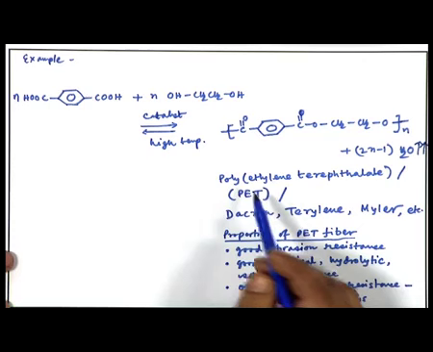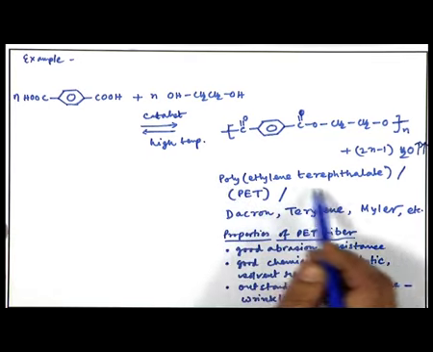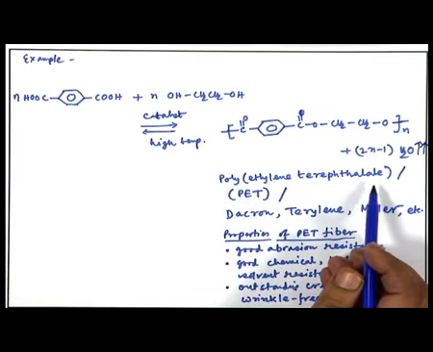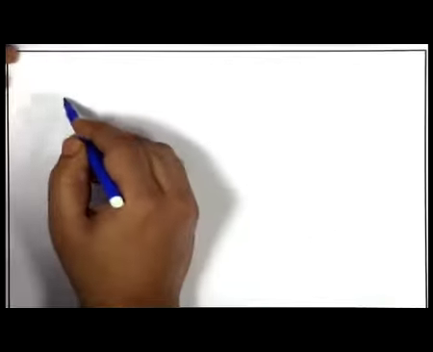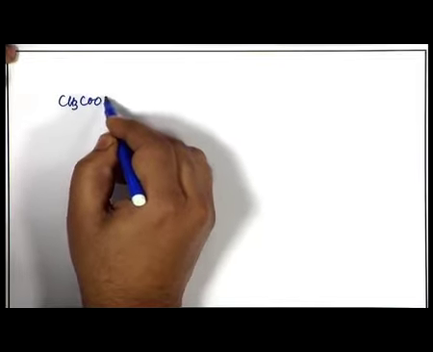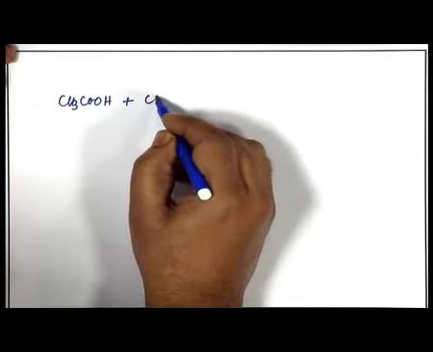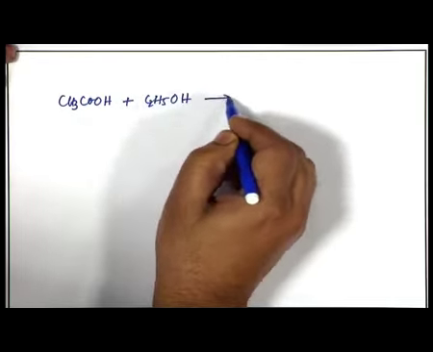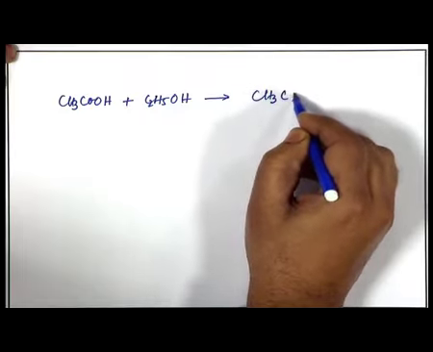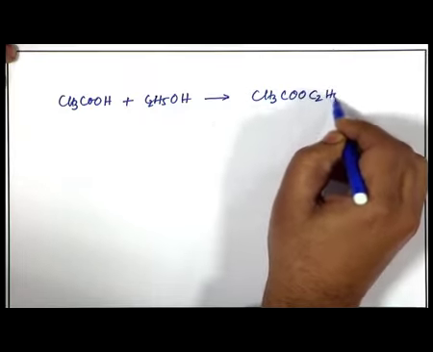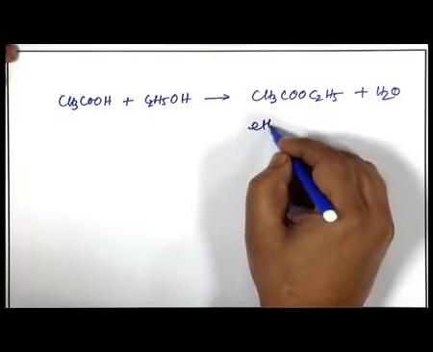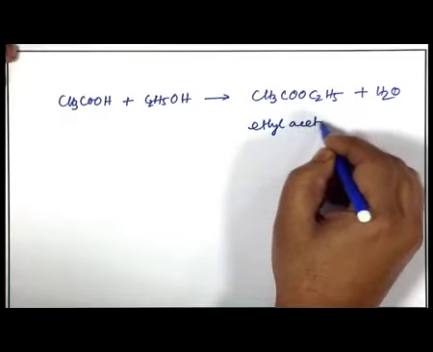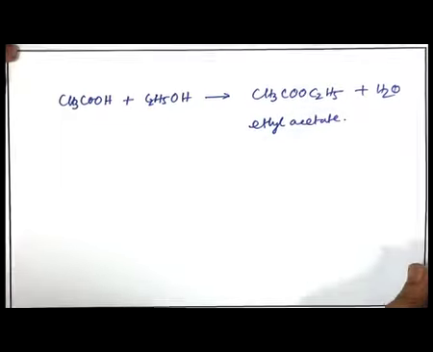And the name of this polymer is polyethylene terephthalate. Now, you can know if you just do a reaction in your organic chemistry nomenclature, if you take acetic acid plus say ethyl alcohol, C2H5OH, the ester you get there, you call this ethyl acetate.